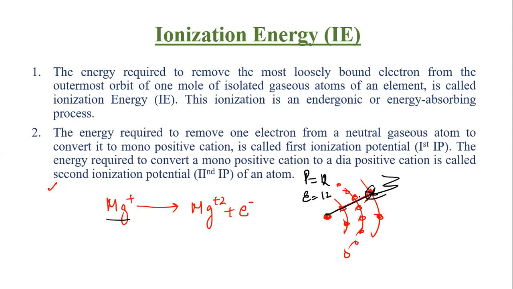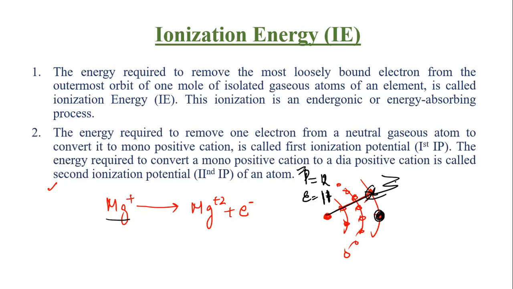Now, when it loses that particular electron, it will have 11 electrons. The protons will remain the same. Protons are positive, 12 protons are there. Now I need to remove this electron. Now tell me one thing.